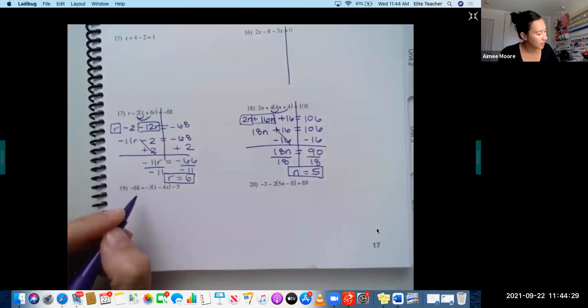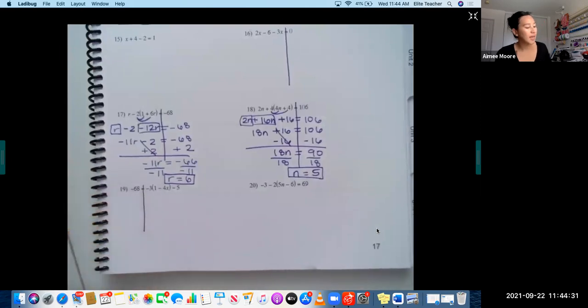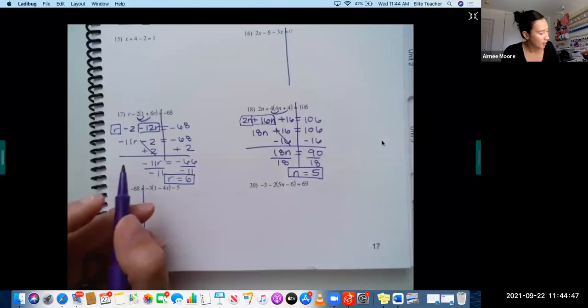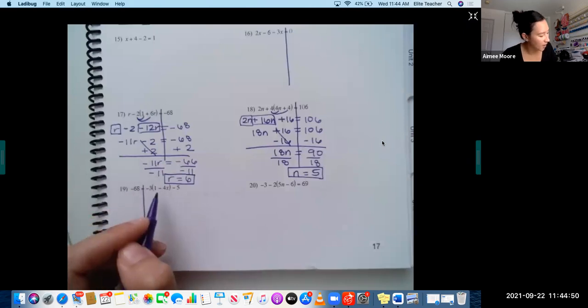Okay, and number 19. Zione, what did you do first? Or do you kind of want me to go over it? Okay. Wasn't quite sure. These ones were definitely harder, these last 4.